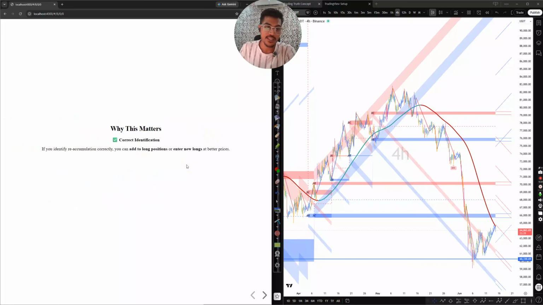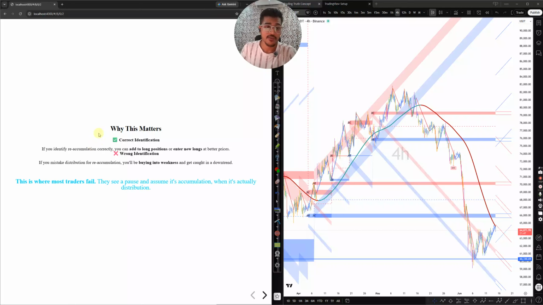So why this matters is that, first of all, we need to correctly identify this. If you identify reaccumulation correctly, you can add to your long positions or enter new longs at better prices. And if you make a mistake identifying distribution as a reaccumulation, you'll be buying into weakness and get caught in a downtrend, and it will potentially turn into a losing trade, and we don't want that to happen, right? So that's why we are learning about it. And this is where most traders fail, because they see a pause and assume it's an accumulation, but it is actually a distribution.